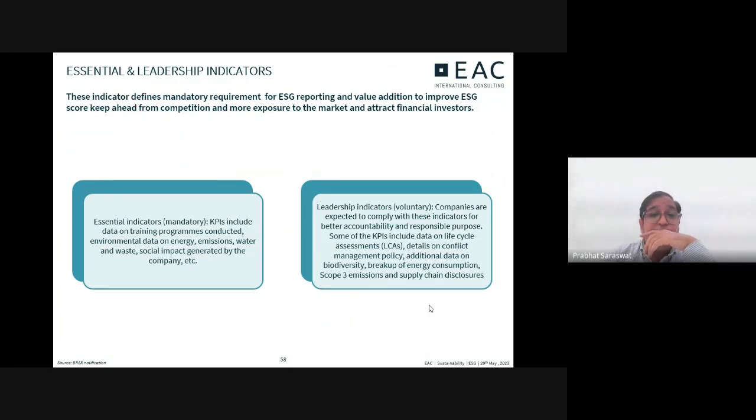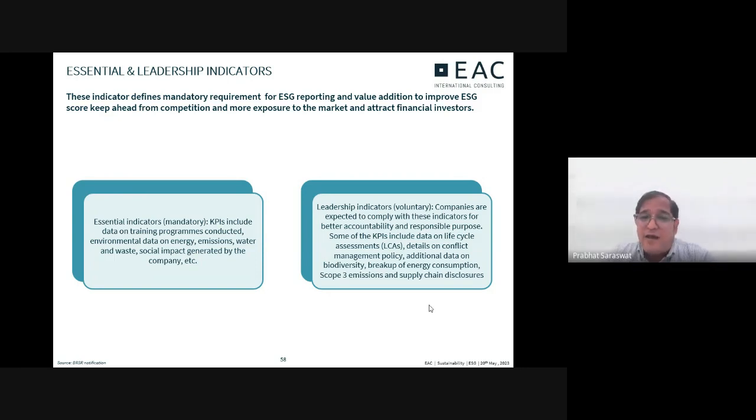And so essential and leadership indicators basically define the mandatory requirement for ESG reporting and value addition to improve ESG score, to keep ahead of the competition and get more exposure to the market and attract financial investors. So we can go for the leadership indicators also. Like we can disclose the life cycle assessment of our products.